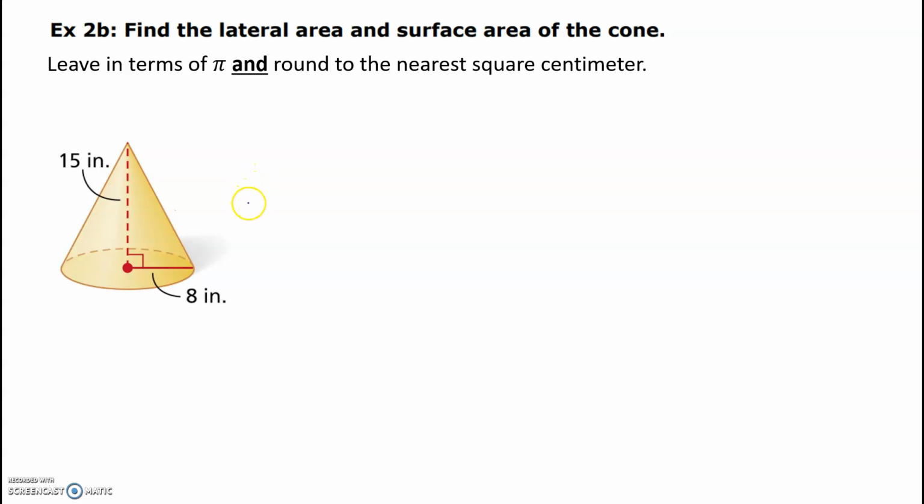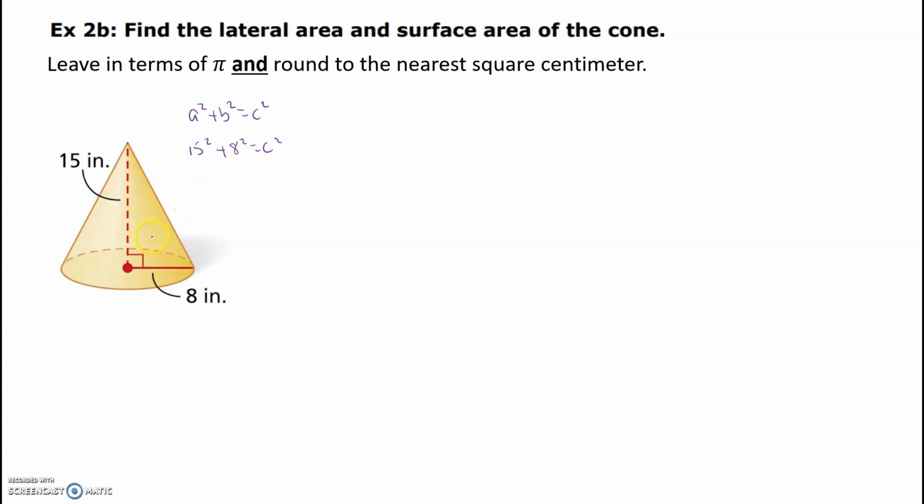Now sometimes they don't give you all the information you need. Notice here my slant height is missing. So before I start this problem, I need to find that slant height. So notice you have a right triangle here. Pythagorean theorem, a squared plus b squared equals c squared. C is always across from your right angle, which is my slant height. So we have 15 squared plus 8 squared equals c squared.